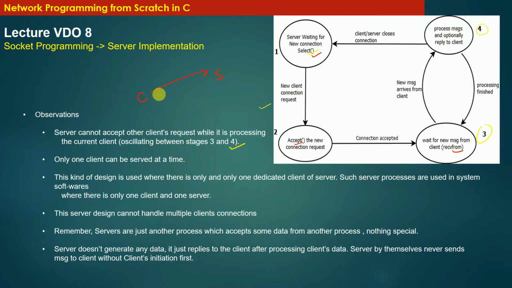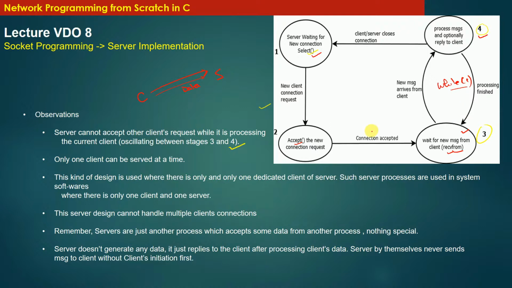So as soon as the client sends data to the server, the server gets unblocked from the recvfrom system call, and then the server moves to the state 4 where it processes the data received from the client. From state 4, the server again comes back to the state 3, that is, it again waits for the new data from the client. So this is actually a while(1) loop. Between stage 3 and 4, the server is in a while(1) loop.